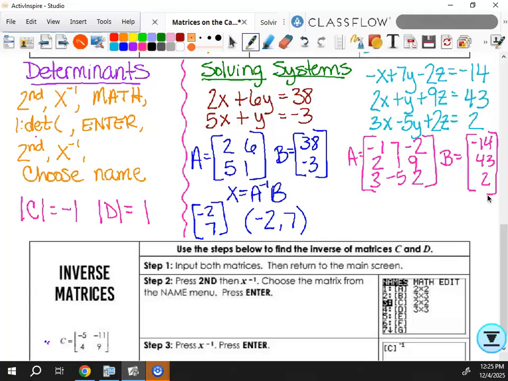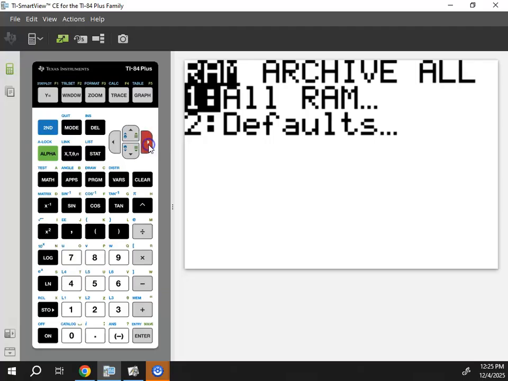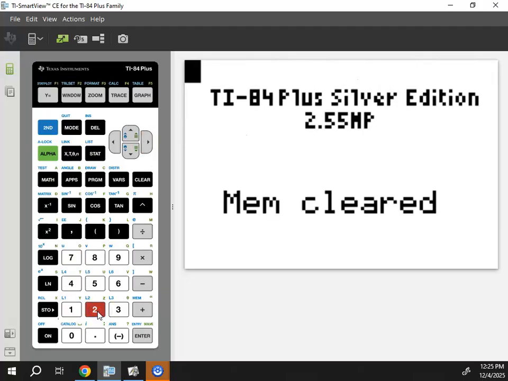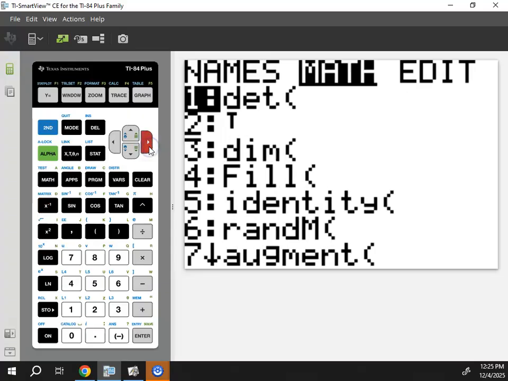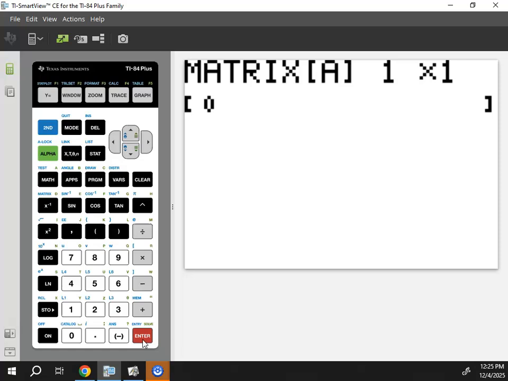So then go ahead, and what I would do before I put those in, if I were you, is I would clear my calculator. Okay, so second plus 7, right, 1, 2. Just to clear out all those matrices. I didn't do it the last time because we didn't have anything in A and B, but then let's edit A. And this is 3 by 3.